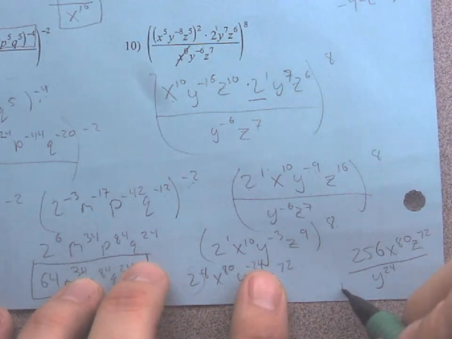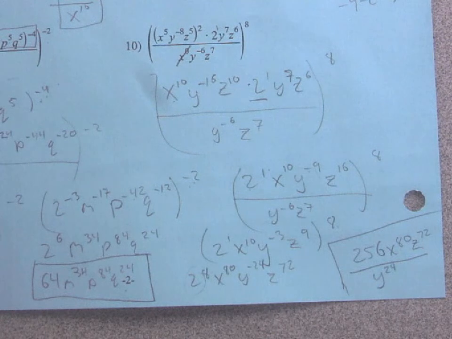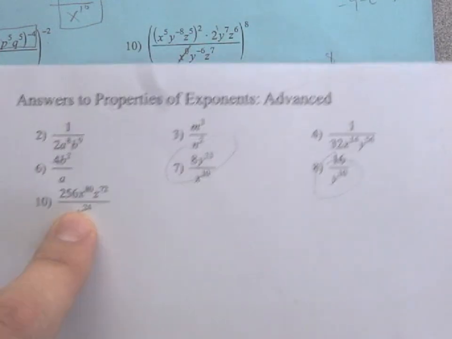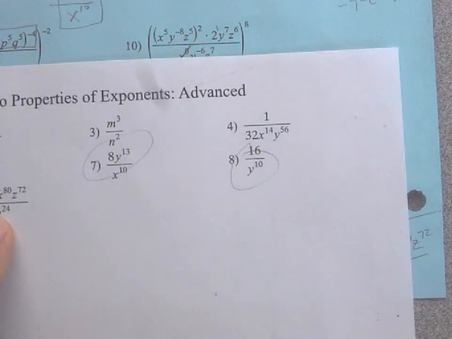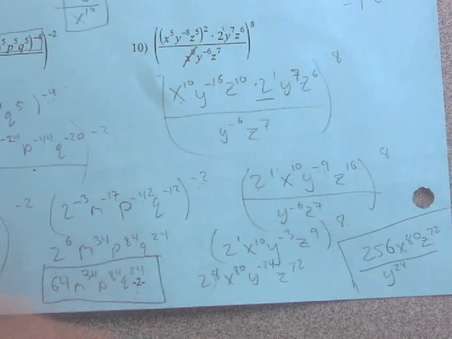All right, so we actually had room. It got a little cramped, but we did it. We got it all in. Okay, again, one step at a time, one property at a time is going to get you there much more safely, I guess, than if you try to go fast. Okay, let's take a look. 256, got it. X to the 80th, yep. Z to the 72, check. Y to the 24th, we did it.